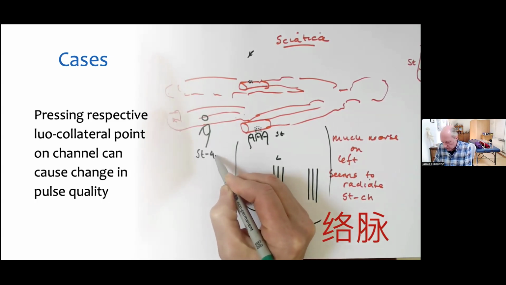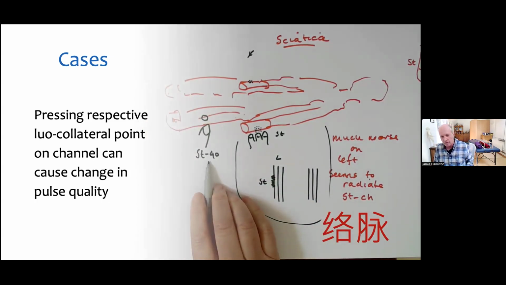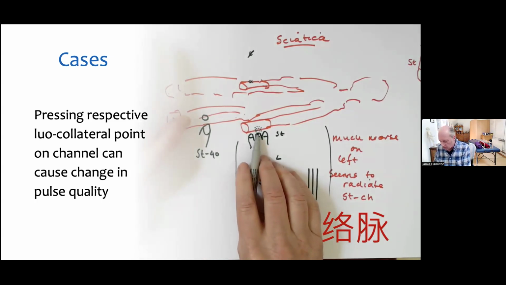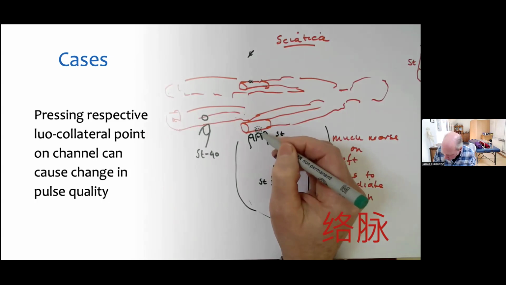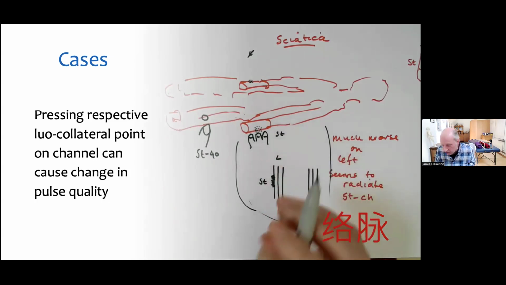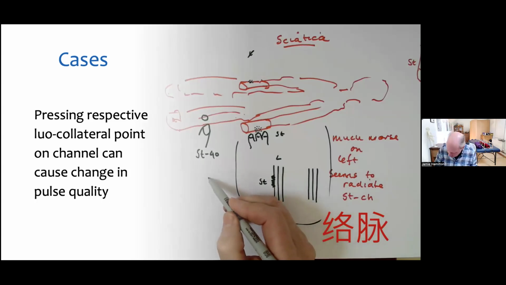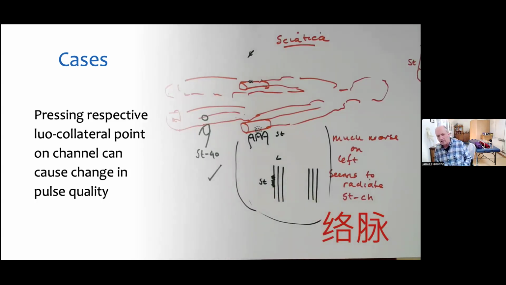Stomach 40 is the Luo collateral point for the stomach. So you press that, and lo and behold, this excess feeling, even though it's small, can then dissolve. And that's a way of testing that that is true. So then you can say, yes, this is true. You can, in your mind, tick it off. You think, yeah, this was a true finding.